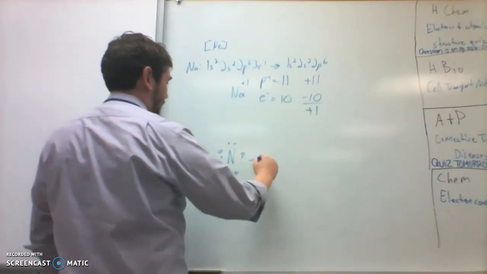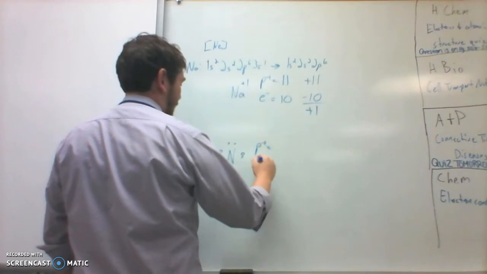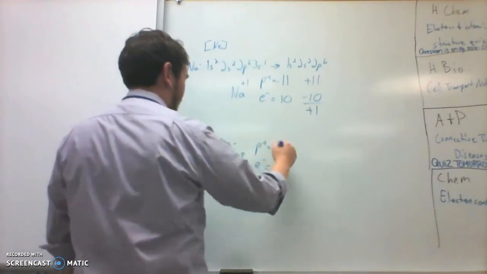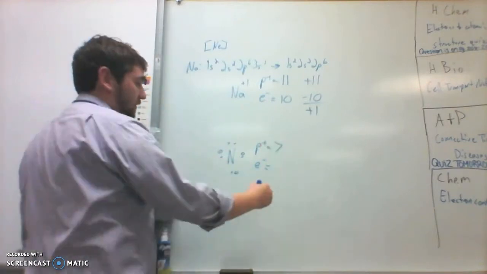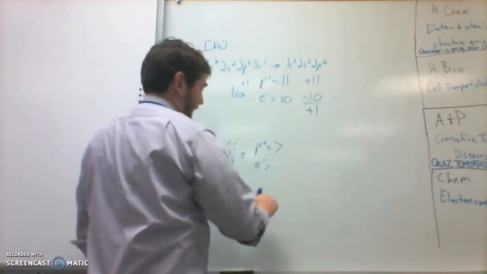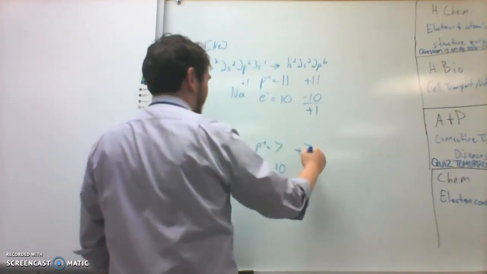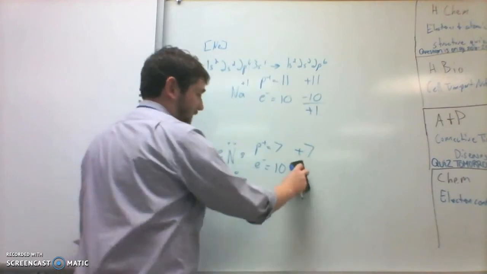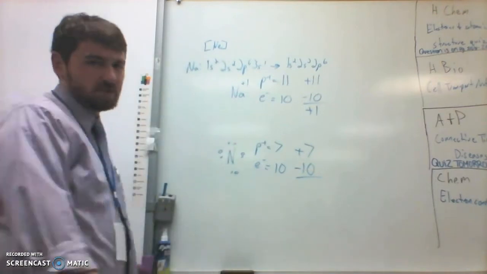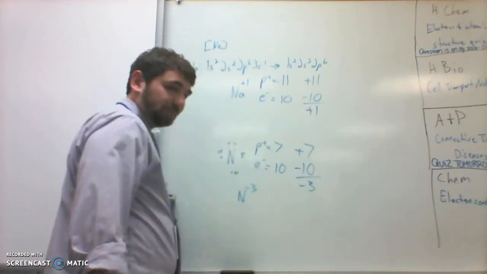So nitrogen, let's go through the whole thing. Starting off, nitrogen started with 7 protons, and 2 plus 5 is 7 electrons. But we just said we took 3, so let's change my 7 on my electrons. 7 plus 3 is 10. 7 positive protons plus 10 negative electrons. Positive 7 plus a negative 10 should give me negative 3. Nitrogen forms a charge of negative 3.